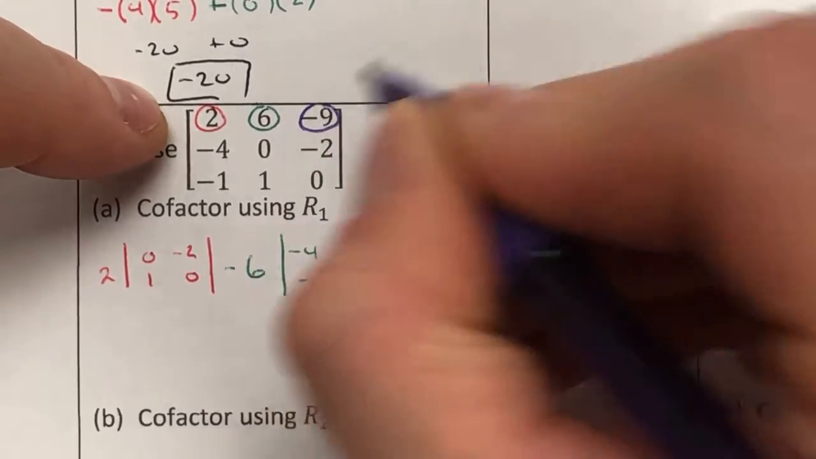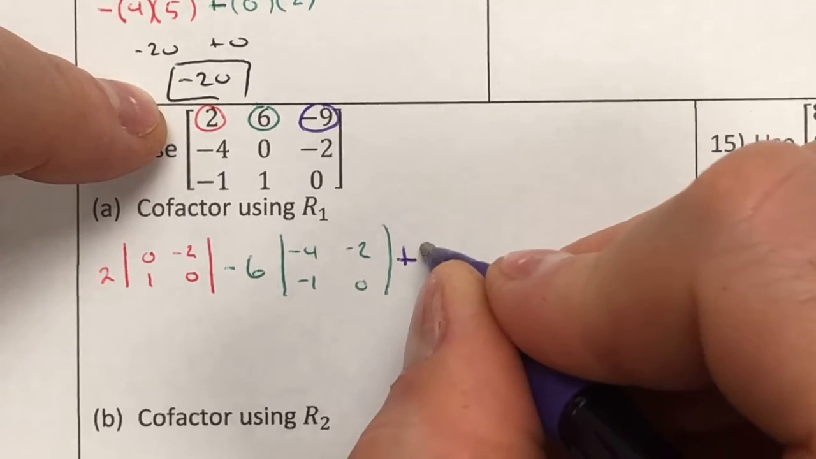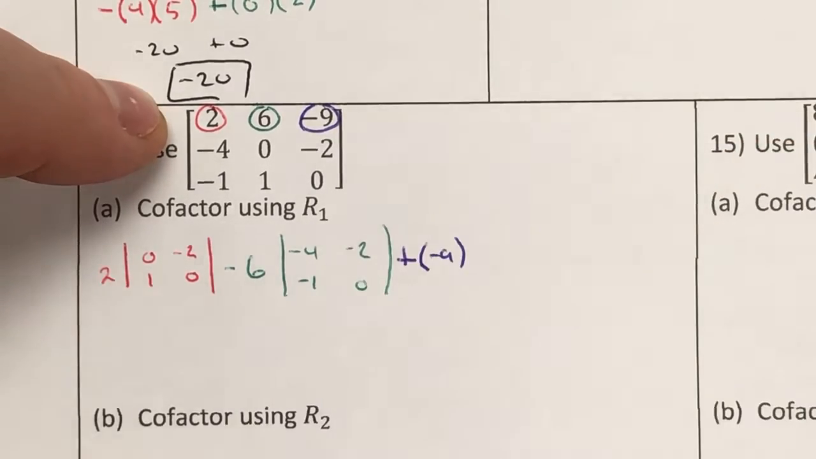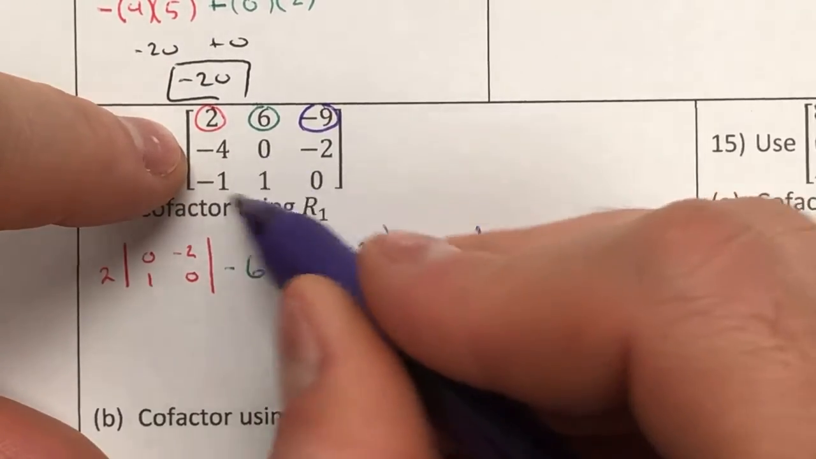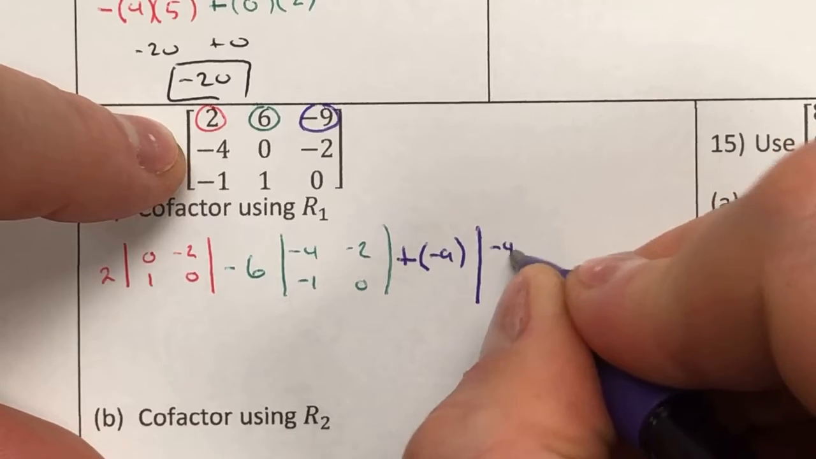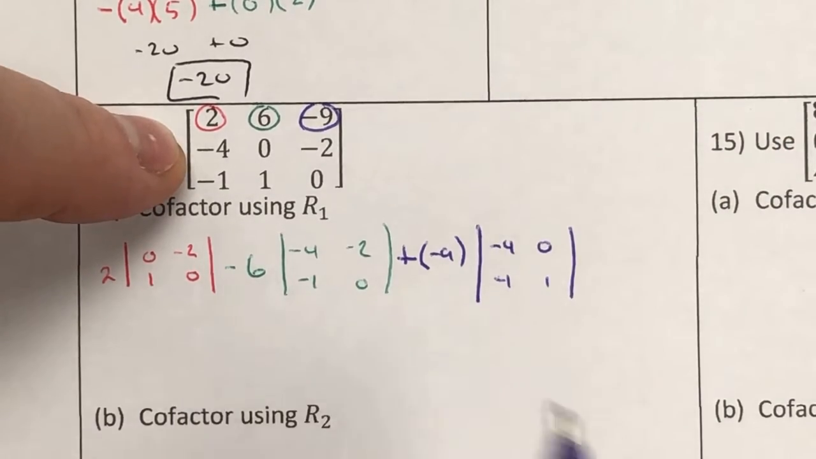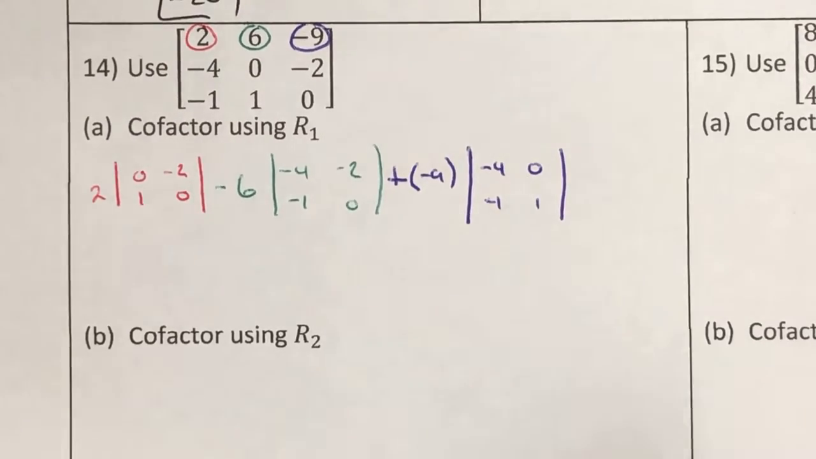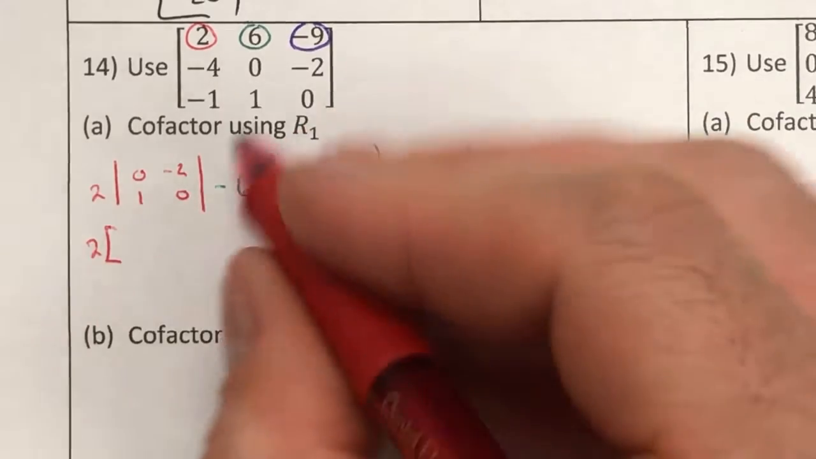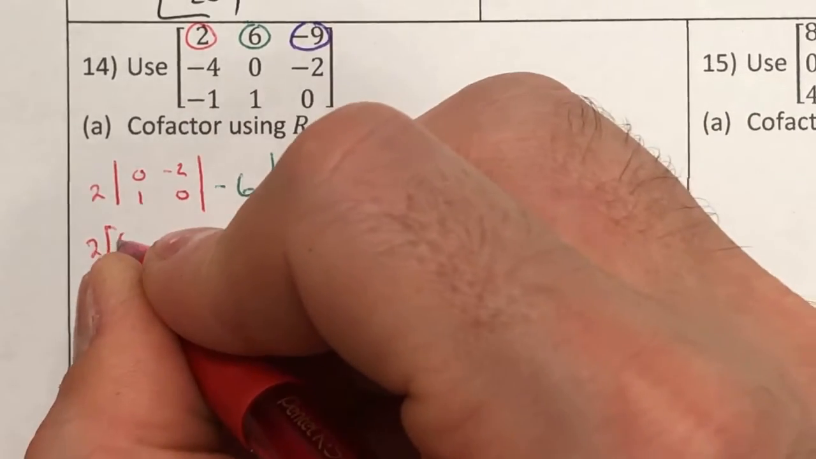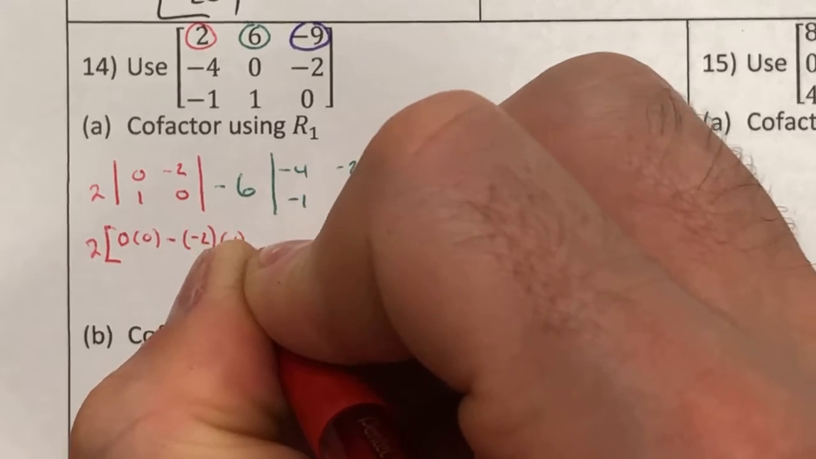Lastly, the minor over here, I'm going to keep the sign, but realize this is a negative, so I'm just adding a negative 9. I'm not changing it. Negative 9 creates a minor of those 4 numbers, which is negative 4, 0, negative 1, 1. We're going to see what this evaluates out to. So 2 times the determinant of AD minus BC. So 0 times 0 minus negative 2 times 1.